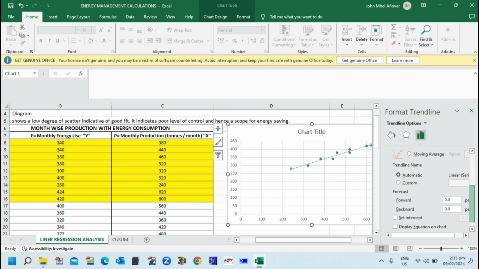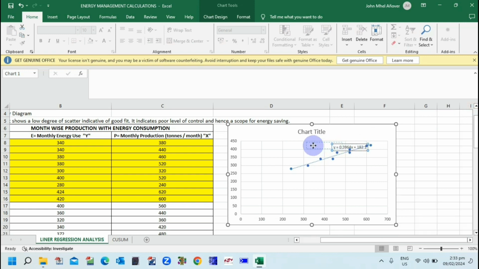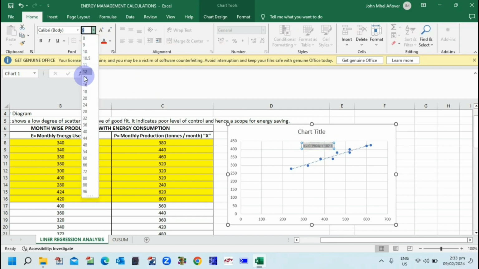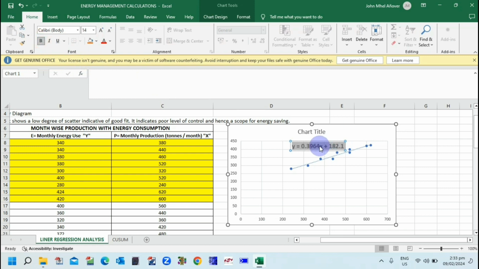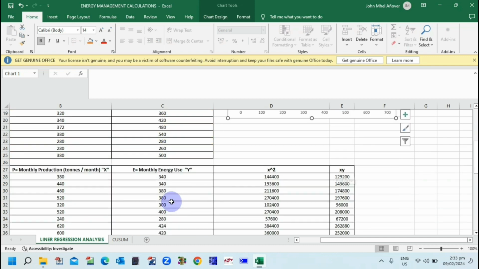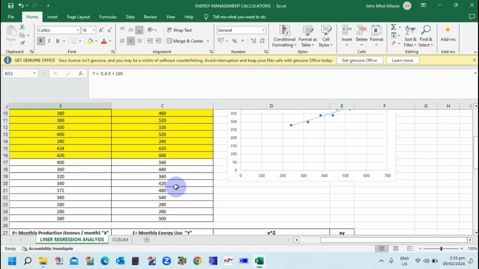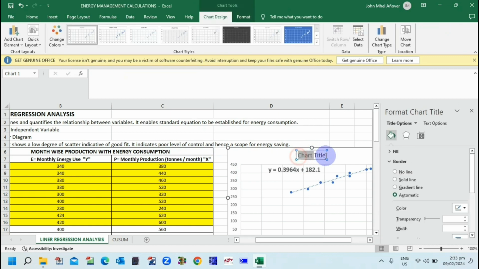Then if you want to see the equation on the chart, it will show y equals 0.4x plus 182.1. It is almost the same as the manual calculation. So this is the energy use versus production.